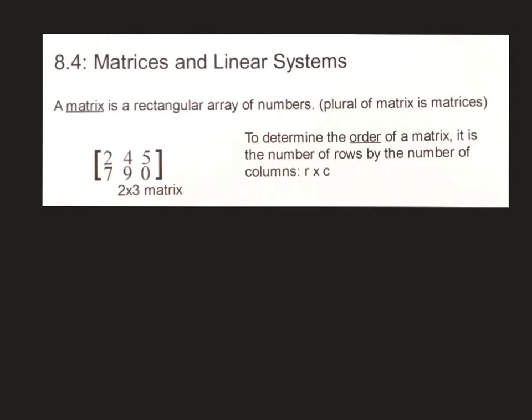So something that you have to be able to do when you're talking about matrices is determine the order of a matrix. The order is always the number of rows by the number of columns, or R by C, rows by columns. So when we look at this matrix over here, we have 2 rows and 3 columns. So we got row 1, row 2, column 1, column 2, column 3. So it's a 2 by 3 matrix.